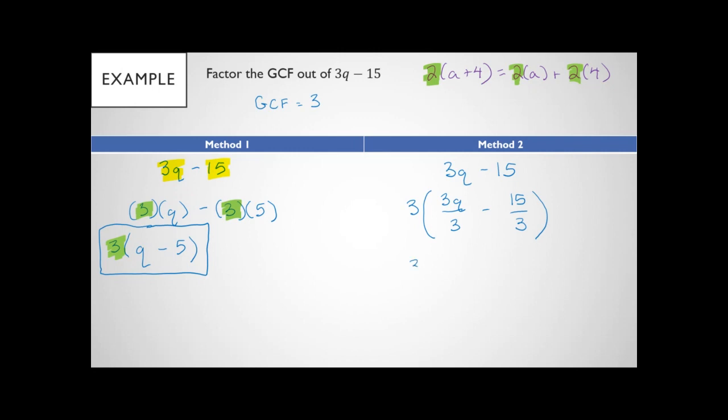Then you simplify inside the parentheses, so you actually do the division. 3 divided by 3 is 1, that cancels, you're left with q. 15 divided by 3 is 5, and you get the same answer. It takes the same amount of steps. It's just a different way of looking at the problems, where you look at it as multiplication, or you look at it sort of as a division problem.